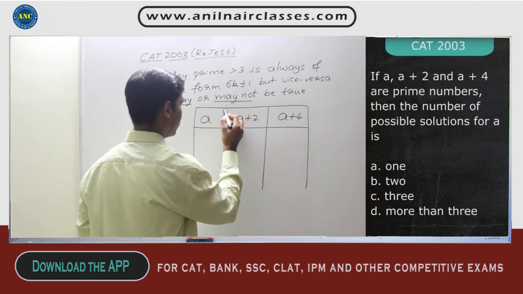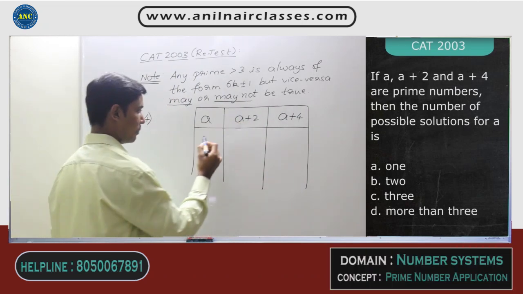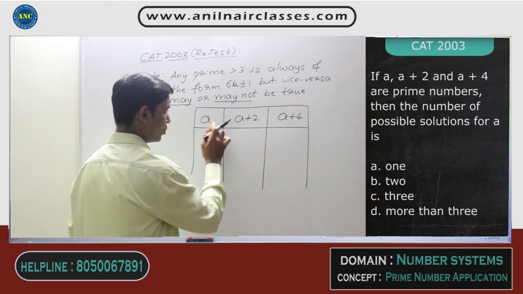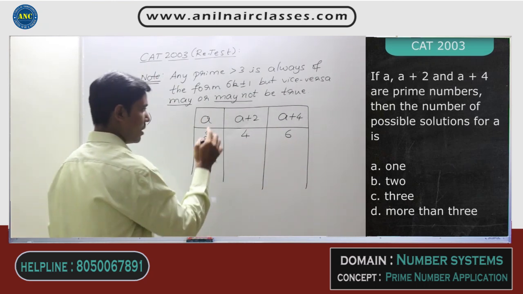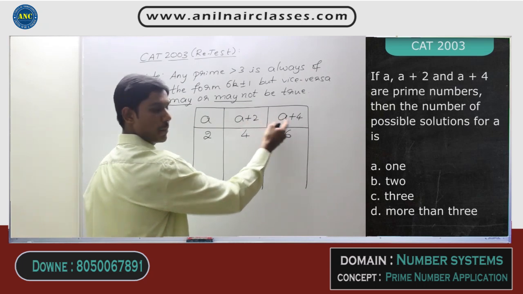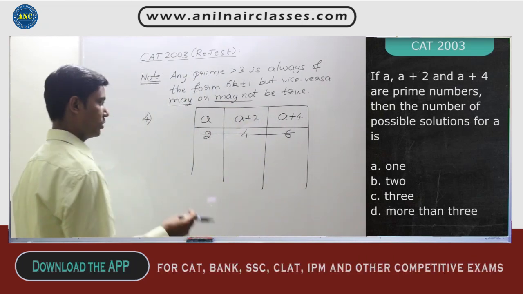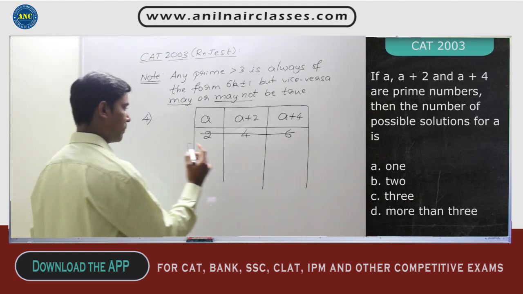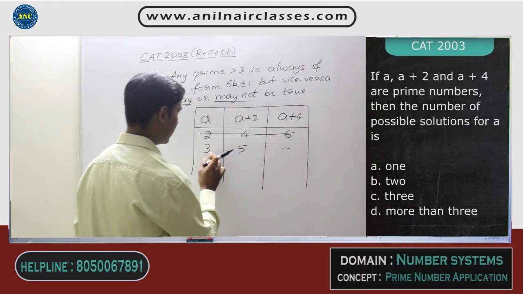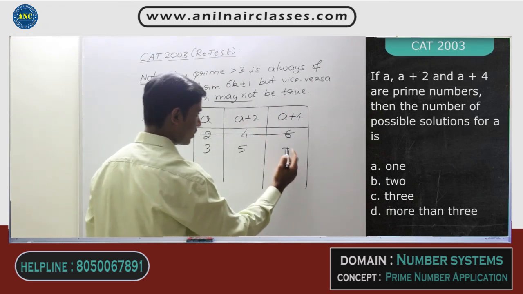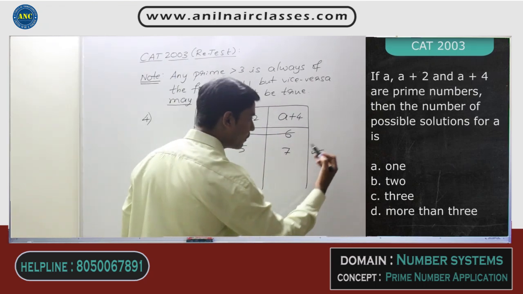Now see here, listen to this carefully. The smallest prime number is 2. The lowest prime number is 2. If I put 2 for a, a plus 2 is 4, a plus 4 is 6. But the question says these two also should be prime. All three are not prime here, right? Only one of them is prime. So this is ruled out. If I put the next prime number 3, this is 3, 5 and 7, right? 3 plus 2 is 5, 3 plus 4 is 7. 3, 5 and 7. All three are prime numbers. This is one possibility, right?